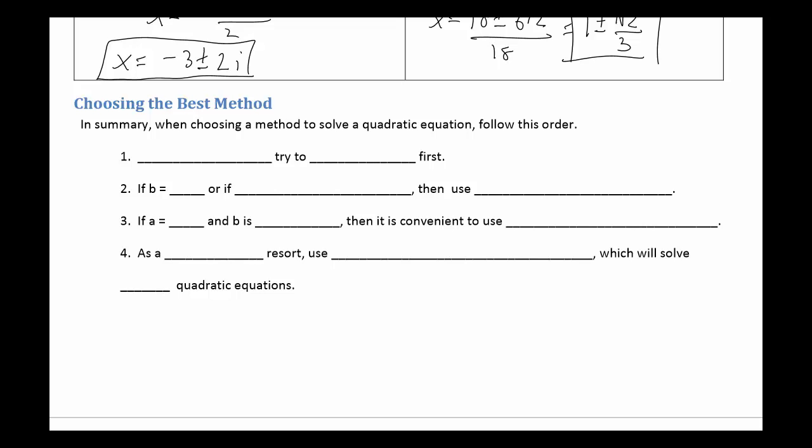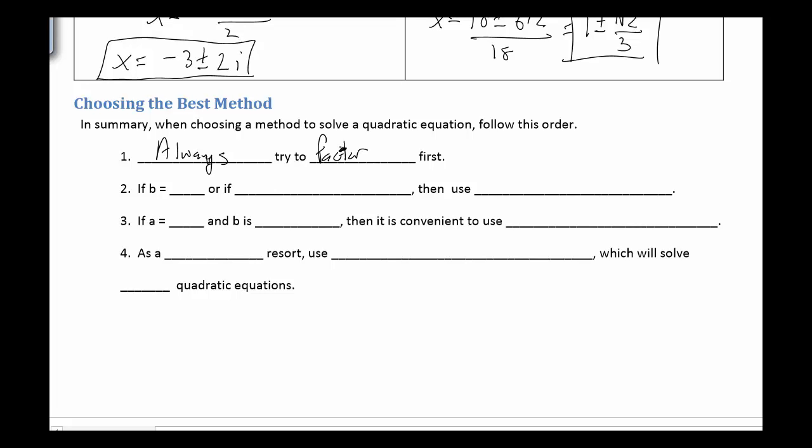Okay, so before we leave solving quadratics, I just want to take one more attempt at pointing out when you would want to pick a certain method. So for starters, always try to factor. Factor is the easiest and the quickest of any of the methods. So you always want to try to factor first.